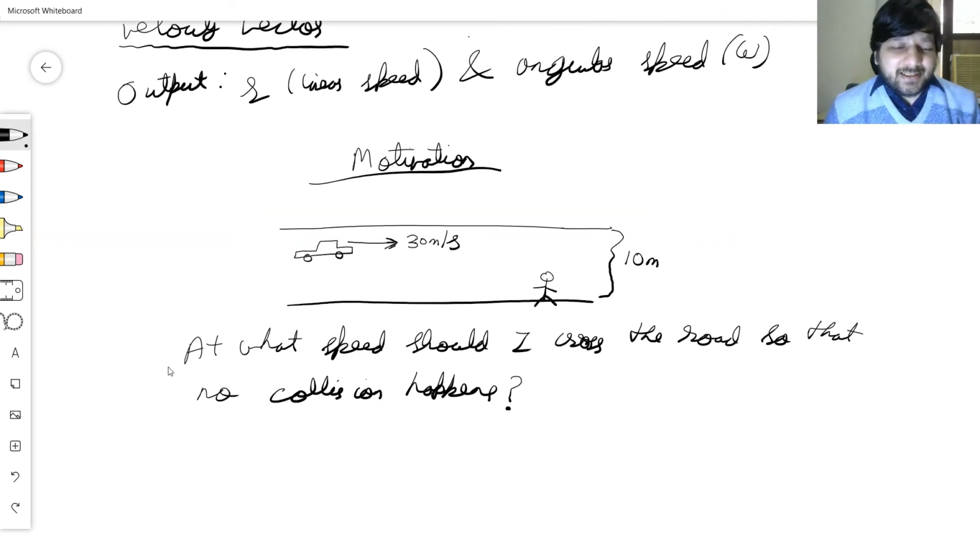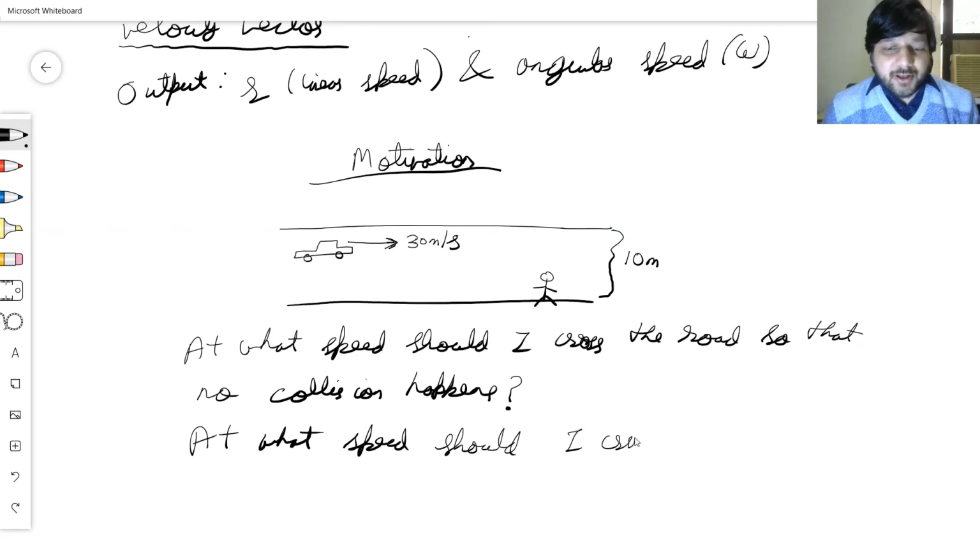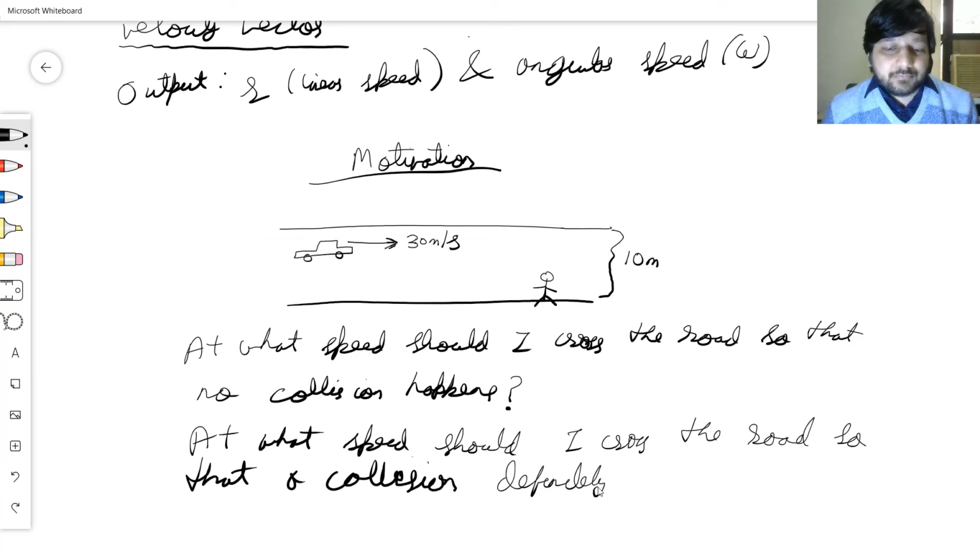So in order to answer this question, let me answer the inverse question. At what speed should I cross the road so that a collision definitely happens? And then I'll just say all speeds possible minus this number is this number.